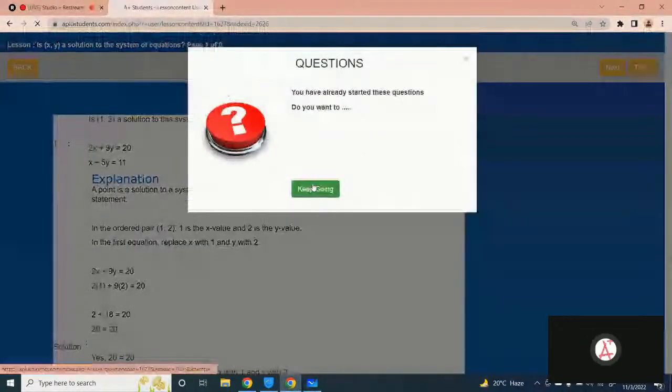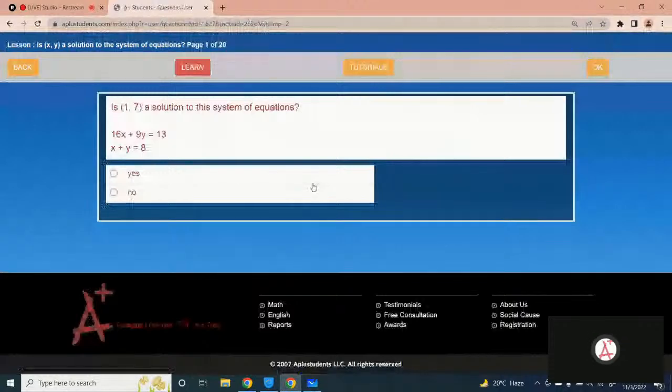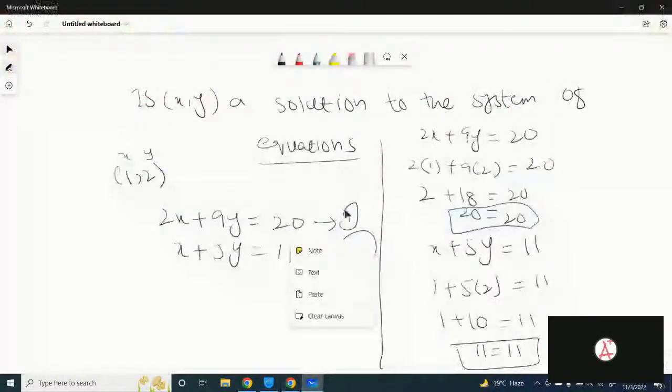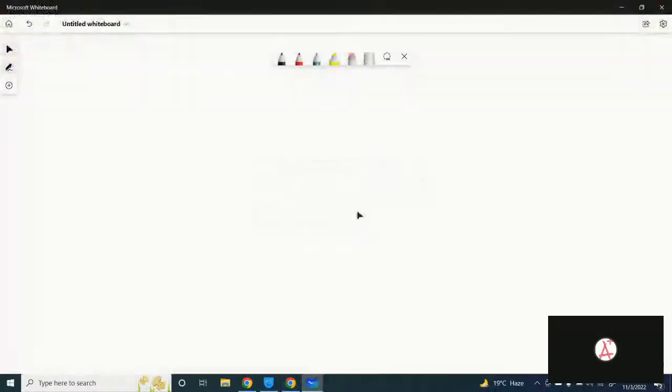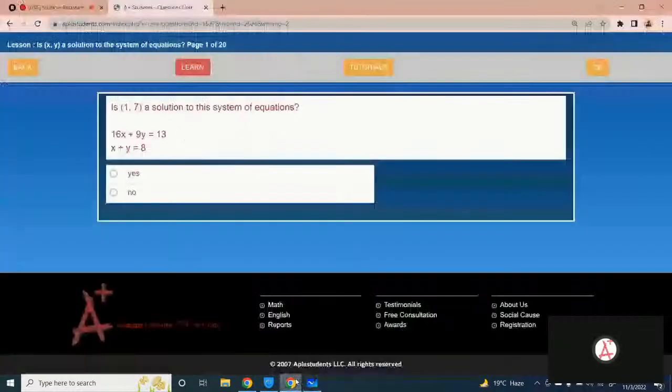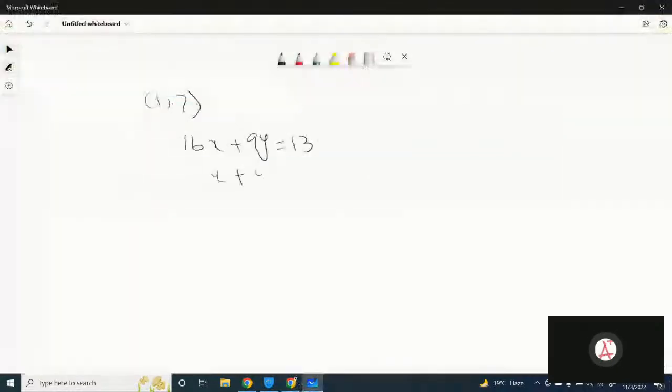Let's start with test questions. Okay, is (1, 7) a solution of the system of equations? The equations are 16x plus 9y equals 13, and the second equation is x plus y equals 8.